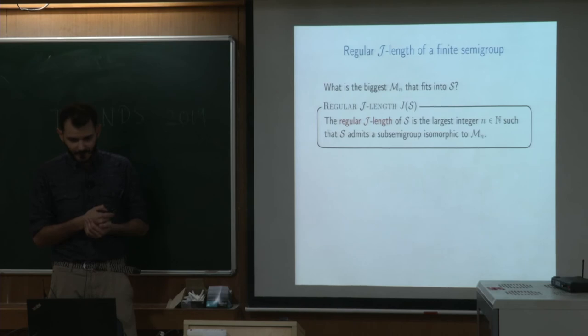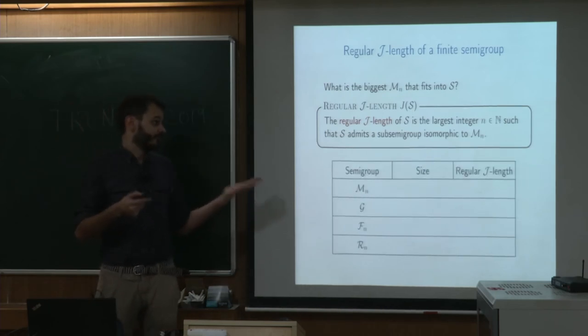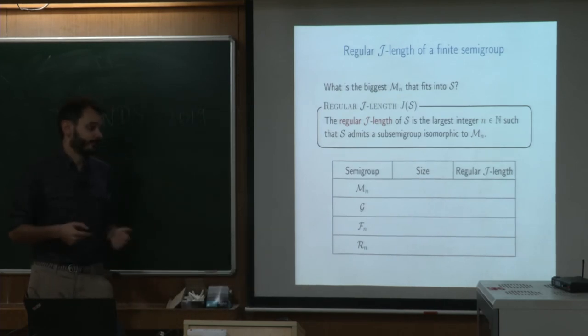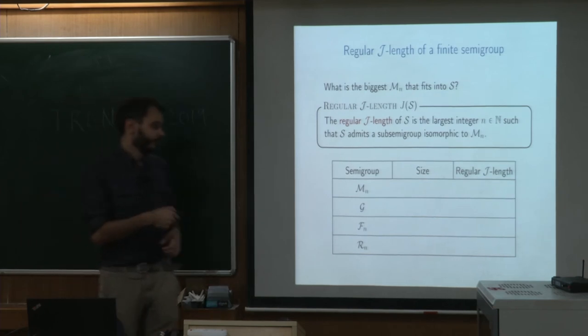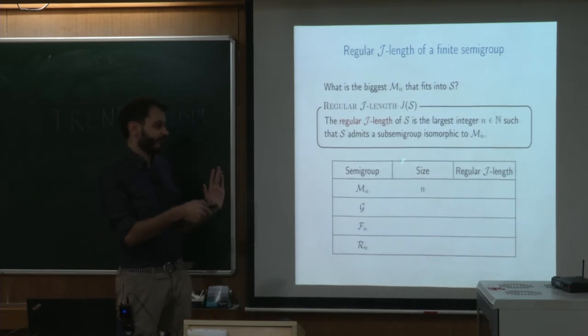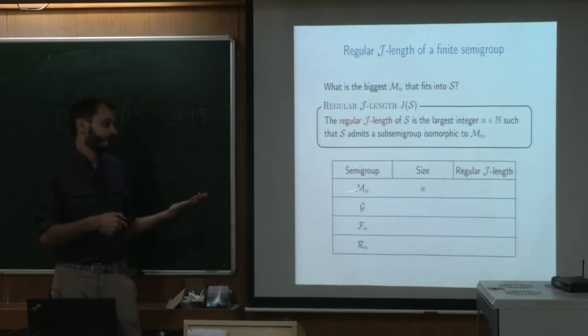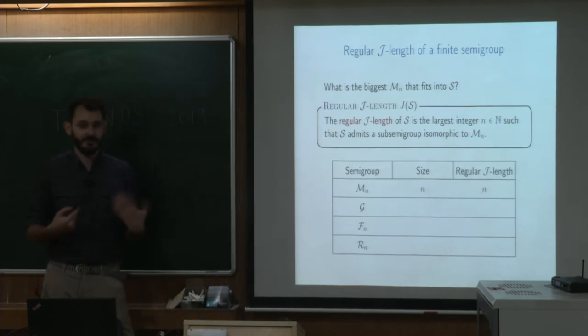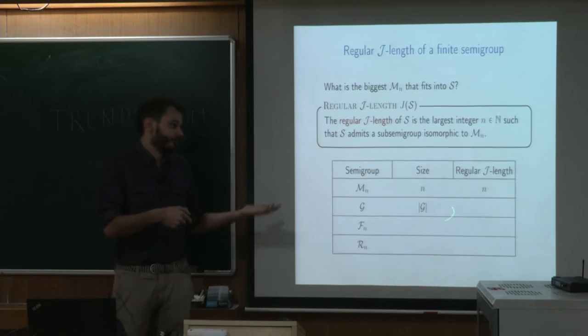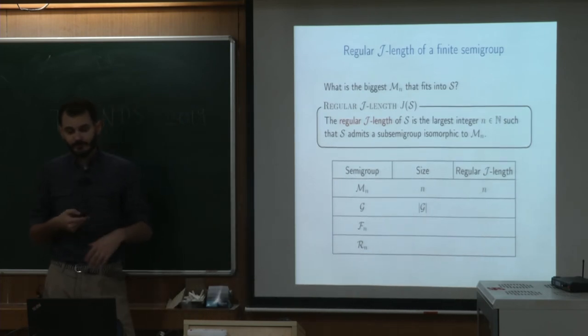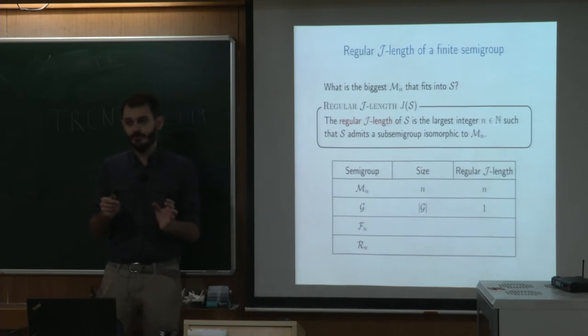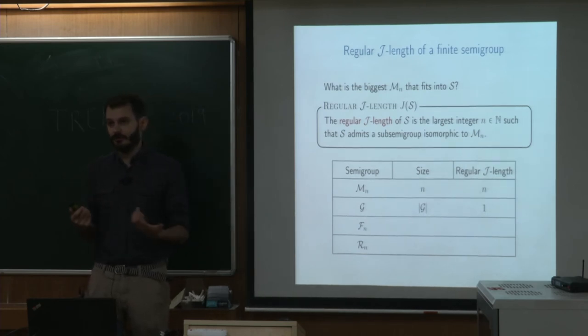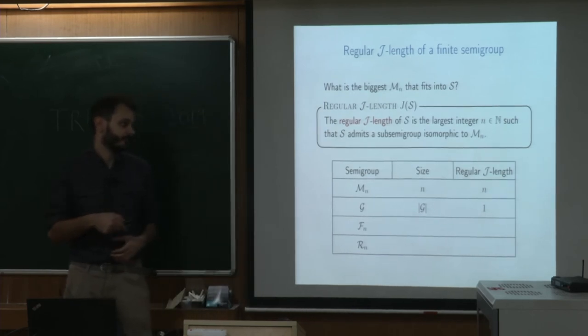First, what does this regular J length look like for the semigroups we had as examples? I will compare the size of the semigroup with its regular J length. For the max semigroup, its size is n, and of course the biggest Mn that fits into Mn is Mn itself, so its regular J length is also n. For a group, its size depends on the group, of course, and its regular J length is only 1, because in order to fit M2 in a group, we would need two distinct idempotent elements. And as we already said, groups have a single idempotent element. So the regular J length of a group is 1.